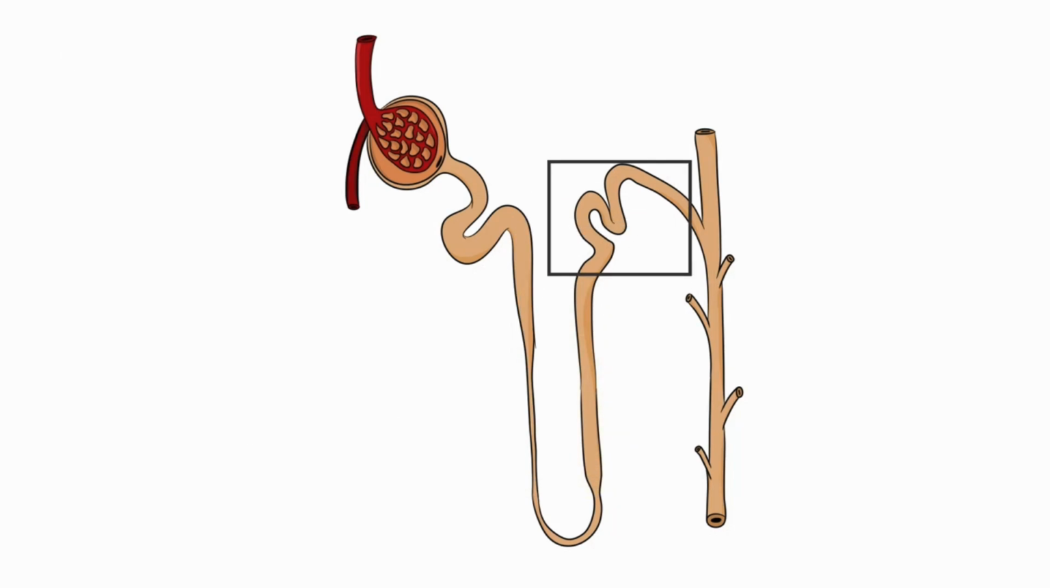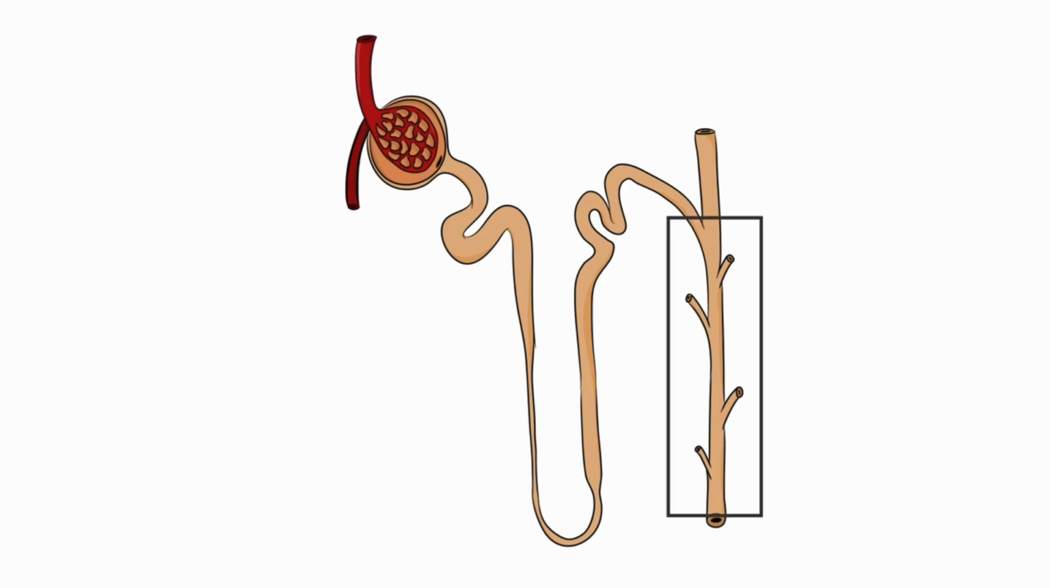After the loop of Henle, the filtrate moves on to the distal convoluted tubule. The final portion of the nephron is called the connecting tubule and collecting duct. Now that we have discussed the different parts of a nephron, we will consider some key anatomic relationships.